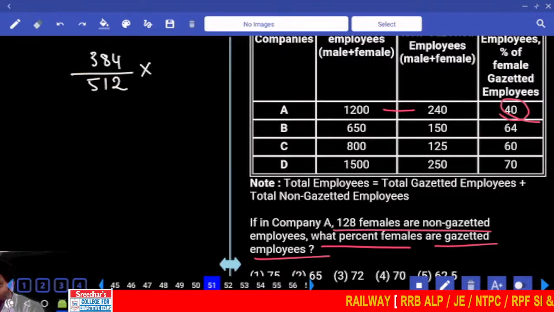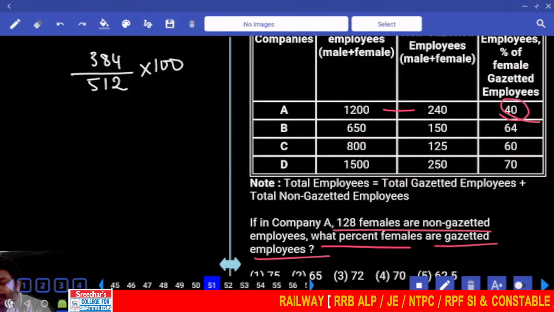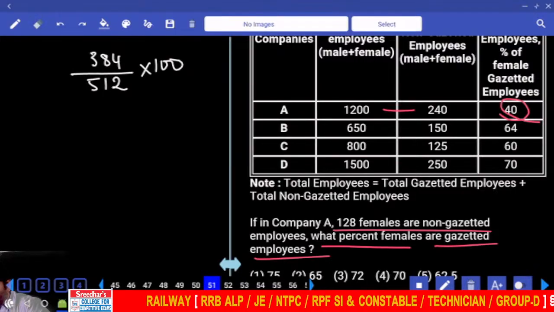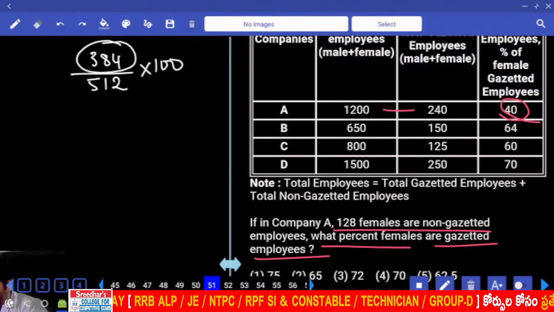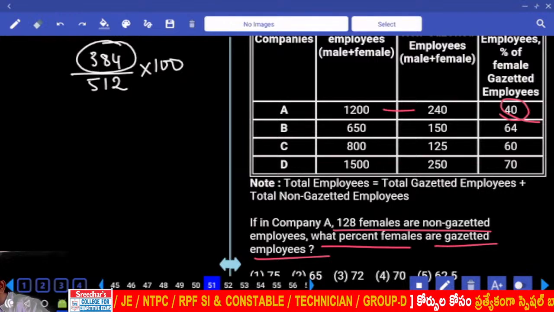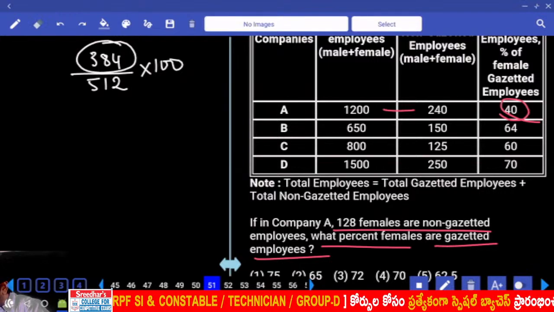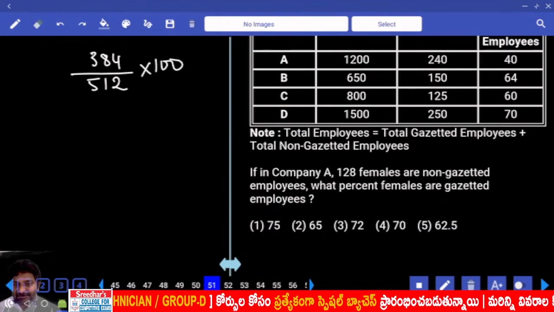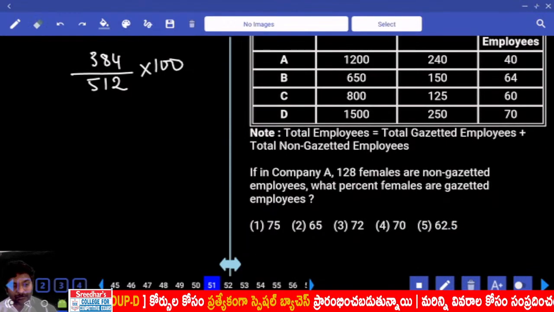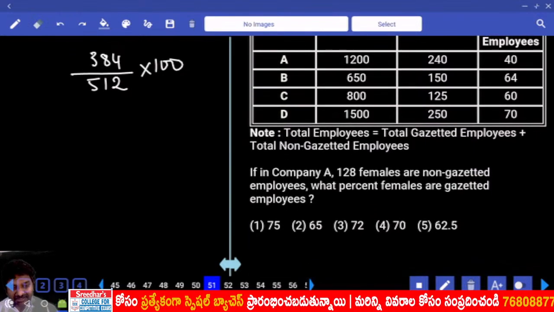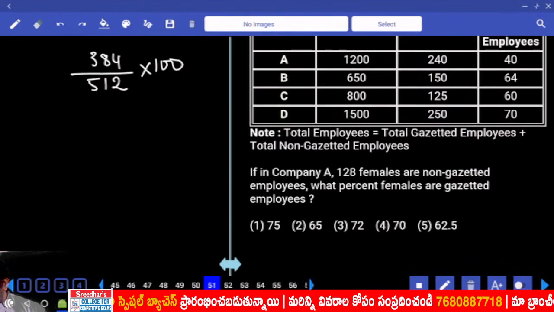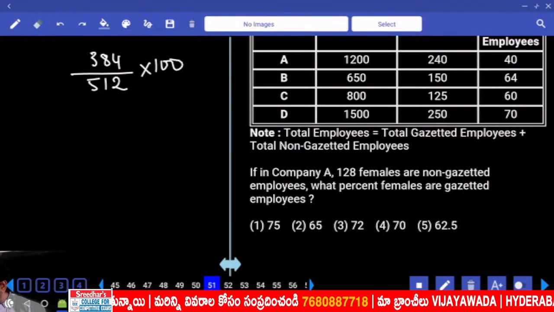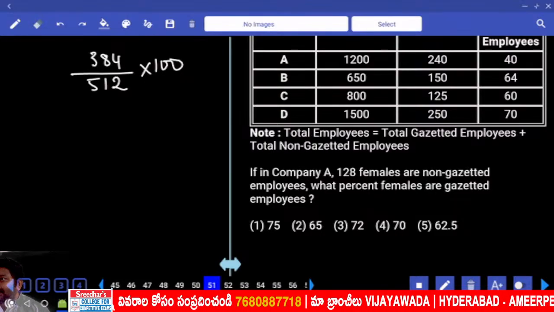384 into 100. Correct. What is 10% of the denominator? Approximately 50. Yes. How many 50s are here? 7. 7 50s? 350 and a little bit more than that number. Correct. So the answer is definitely more than 70%. How many options are there? 2 options are there. 70% is 350 and we have 380. Far more than that number. The answer can never be 70. It should be more than that.